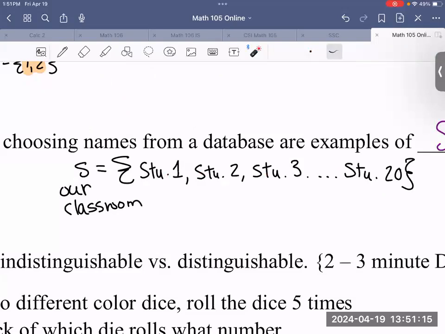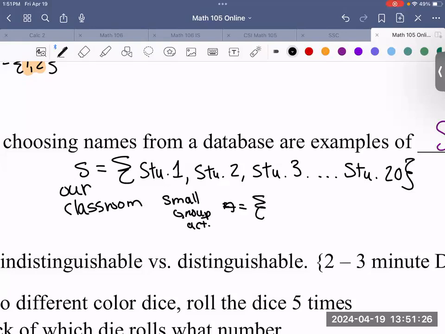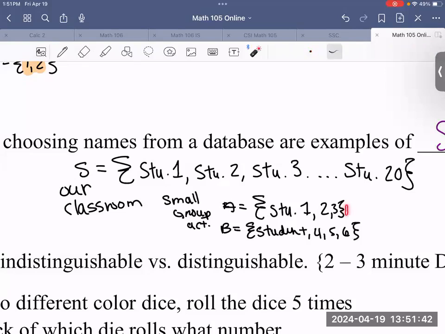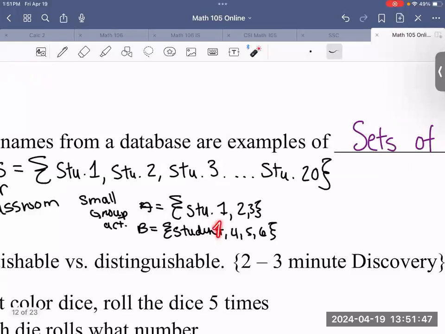And let's say we did small groups. Maybe we did a small group activity where I broke up group A to be students 1, 2, and 3. B would be students 4, 5, and 6, and so forth. We could keep breaking these up. And notice that they are not sharing elements, so they are not subsets of each other, unless perhaps I put student 1 in here as well, then there's some overlap to a degree.